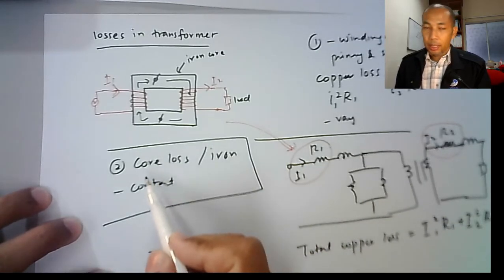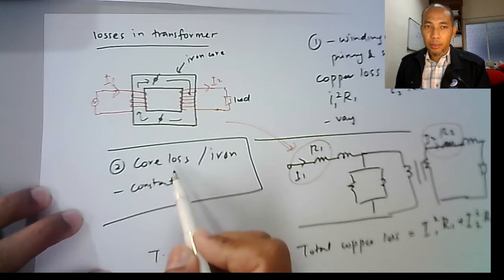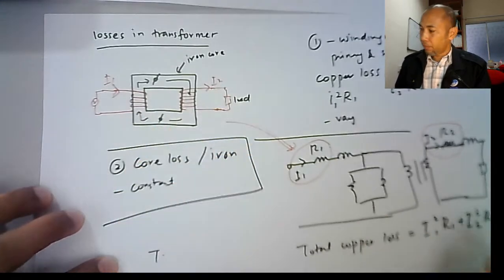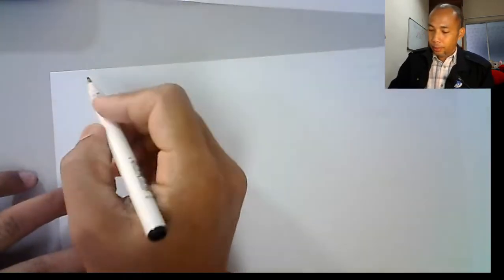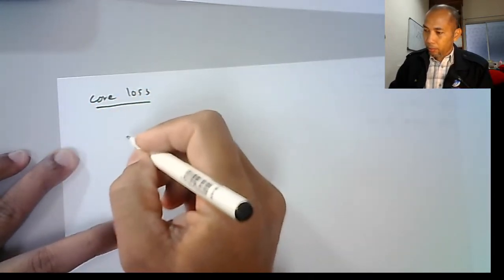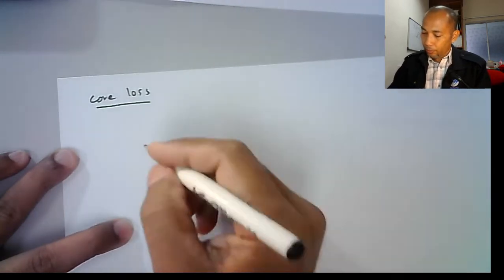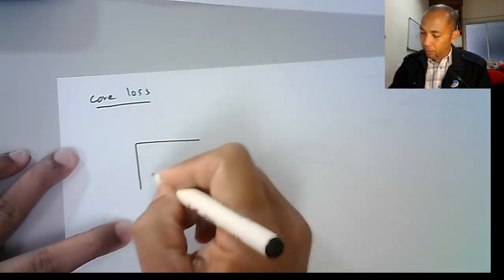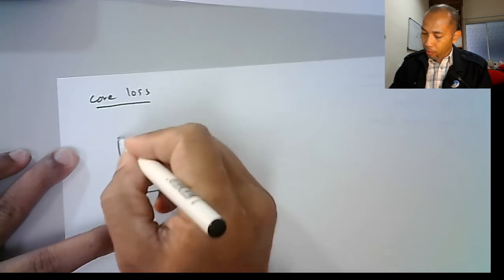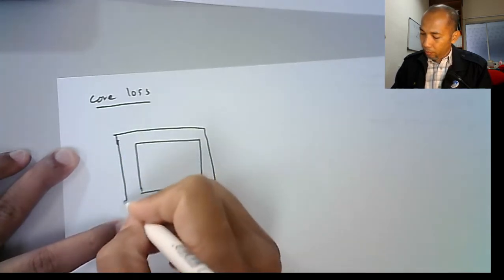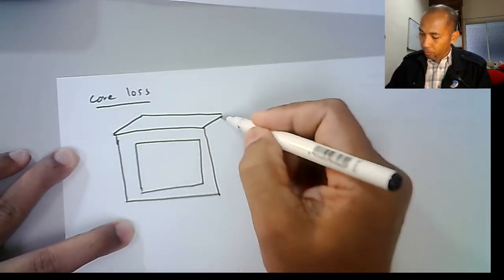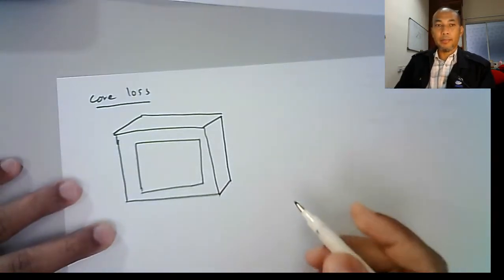The second type is core loss of the transformer. Core loss, sometimes we call iron loss. This is due to the iron core of the transformer. Let's say this is our transformer. This is the core of the transformer.